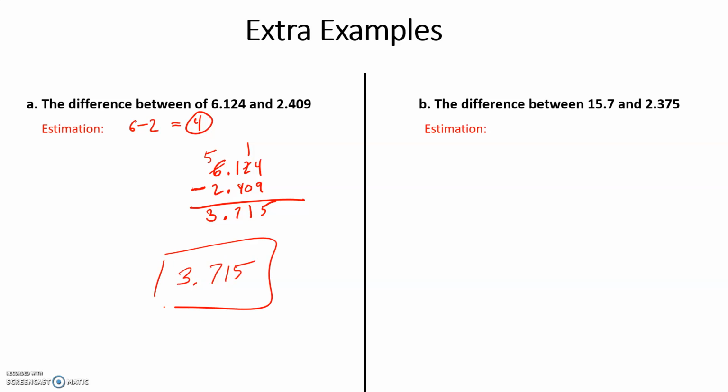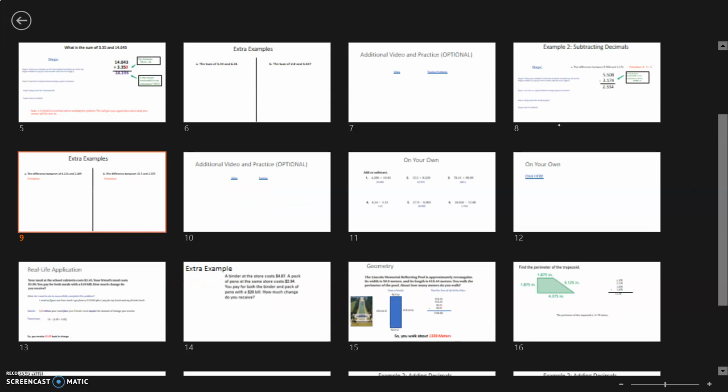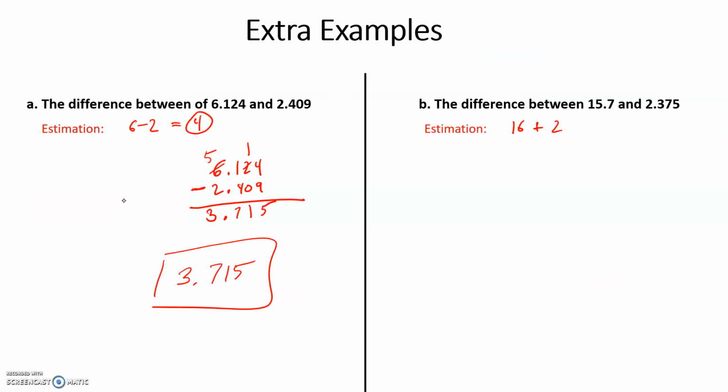and 715 thousandths. Letter B. The difference between 15 and 7/10 and 2 and 375 thousandths. Estimate: I'm going to round that to 16, that down to 2, so 16 minus 2 equals 14. That is my estimation. I'm going to switch pen colors.